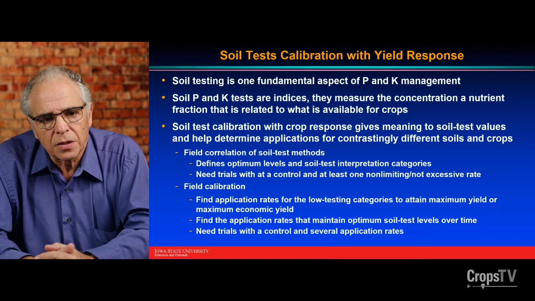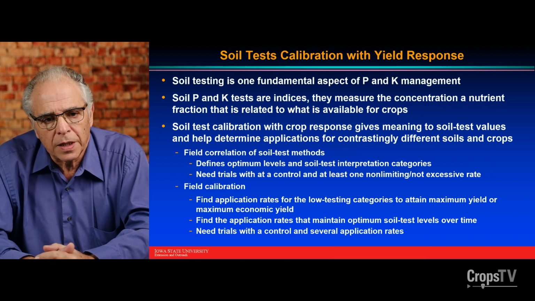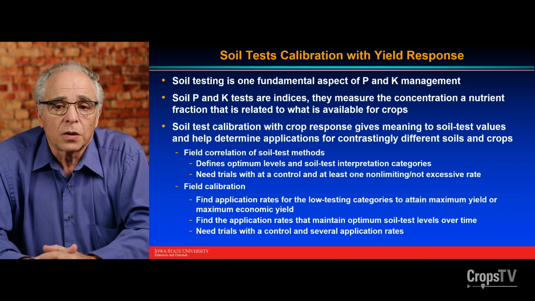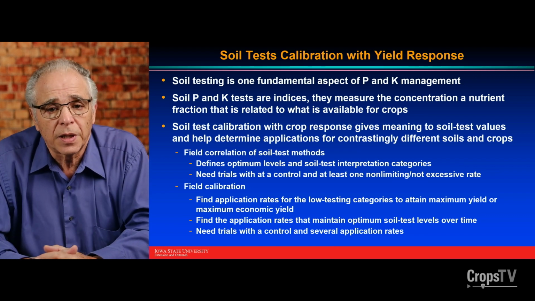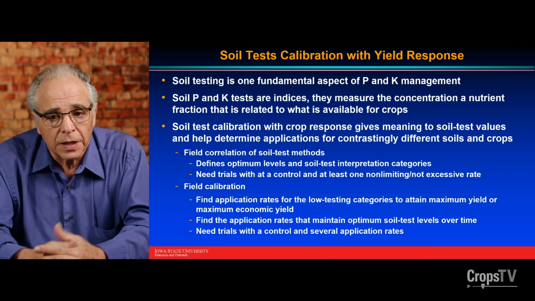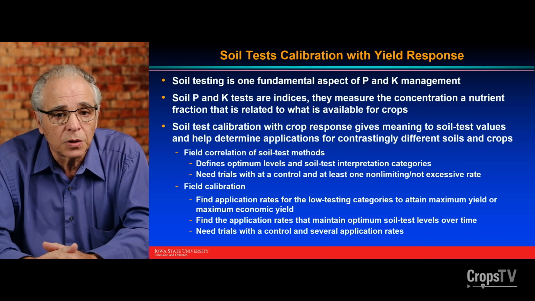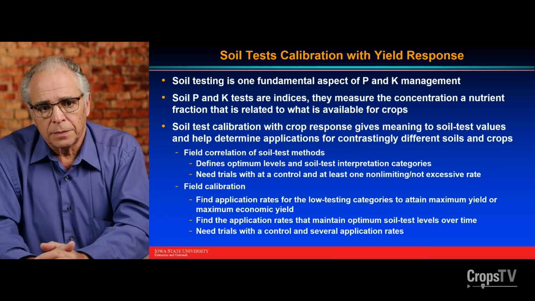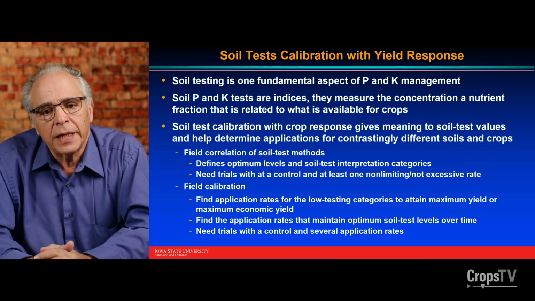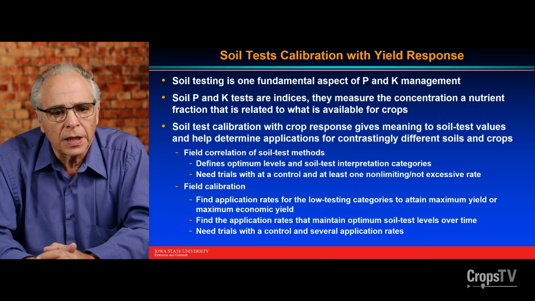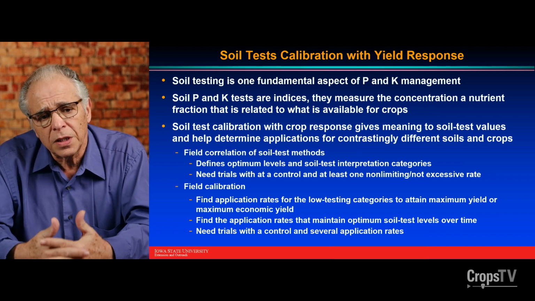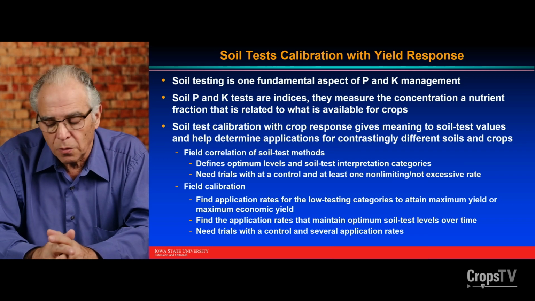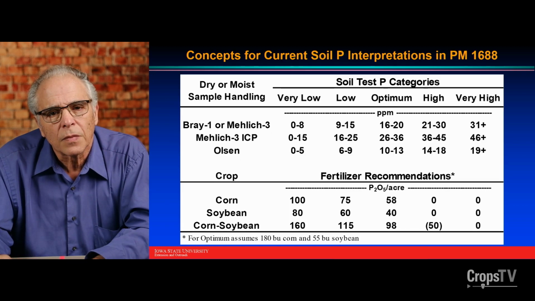Now, field calibration per se is more complicated because we need trials with many rates, because the objective is to find the application rates for the low testing categories to attain maximum yield or maximum economic yield. We need to find the application rates that maintain optimum soil test levels over time. And for this, we need trials with several treatments. So they're more expensive, but we have done many of those.